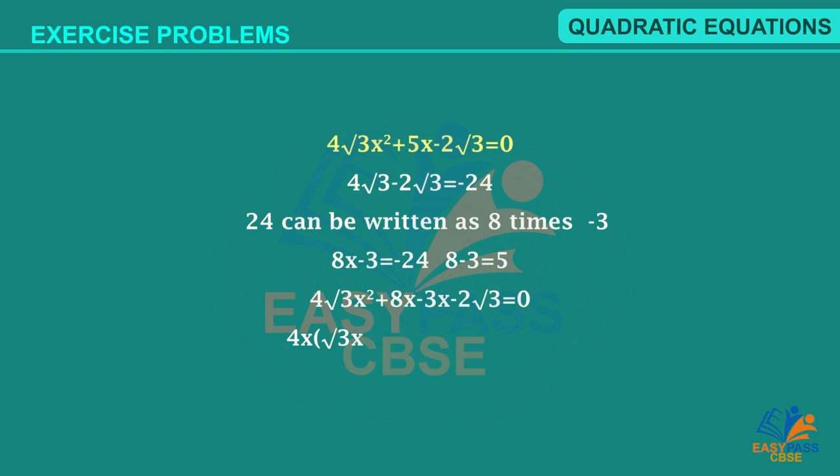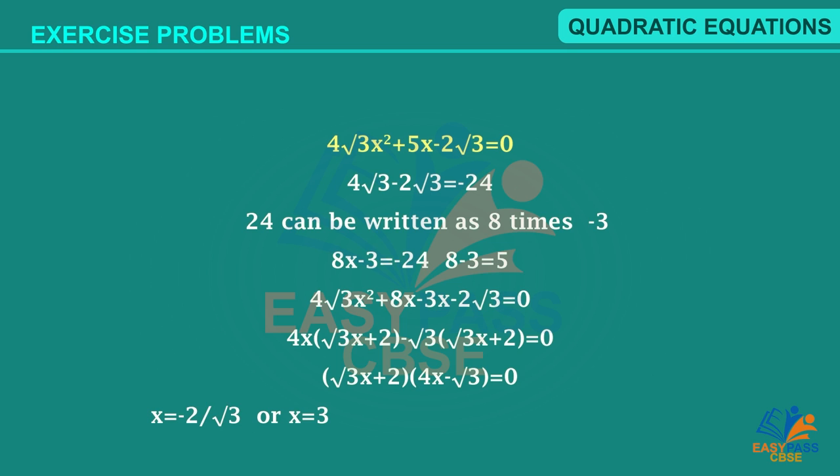So, we have 4x times root 3x plus 2, minus root 3 times root 3x plus 2. Or root 3x plus 2 times 4x minus root 3 equal to 0. Therefore, x is equal to minus 2 by root 3 or x is equal to root 3 by 4 are the roots of the equation.